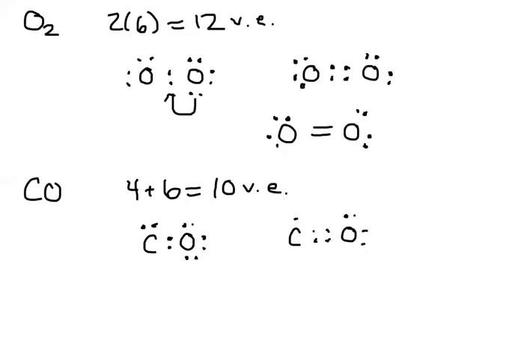Is carbon happy? No, because it still only has 6. 2, 4, and 6, but oxygen has 2, 4, 6, 8. So what's oxygen going to do? Put another electron pair into that bond. So now we have C triple bonded to O. Is everyone happy now? Yes, because they're sharing these 6, and then each of them has a lone pair. That is a triple bond.